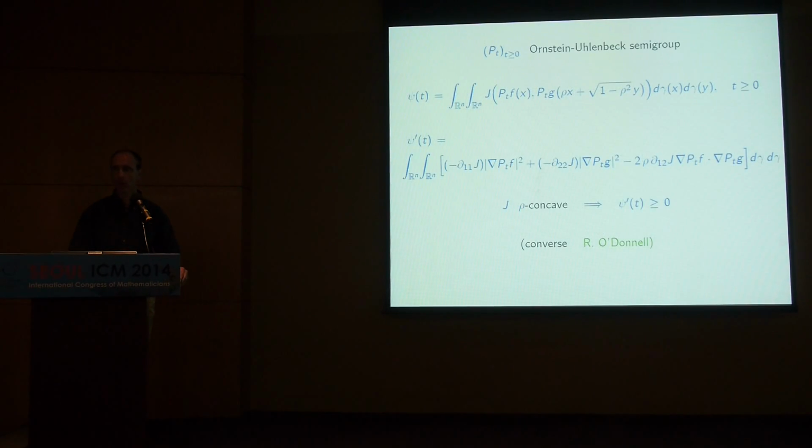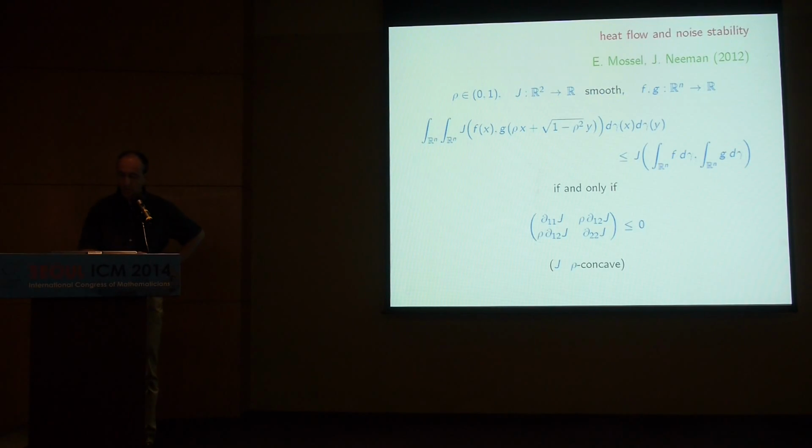So the proof is a simple but nice application of heat flow methods. You simply replace f and g by P_t f and P_t g. So you let time run along f and g, take the derivative, and you see that what is inside here is precisely the rho-concavity property, this Hessian with a twisted rho, which is negative.